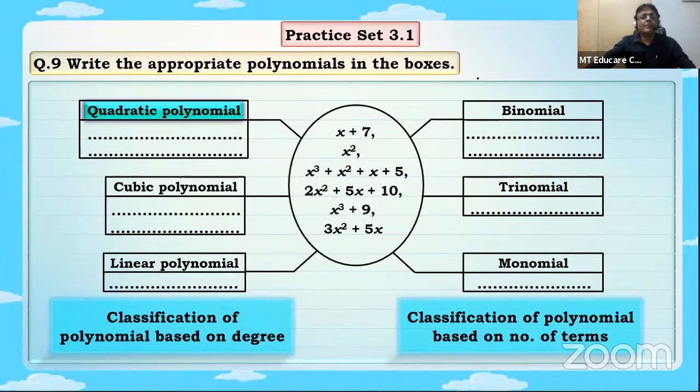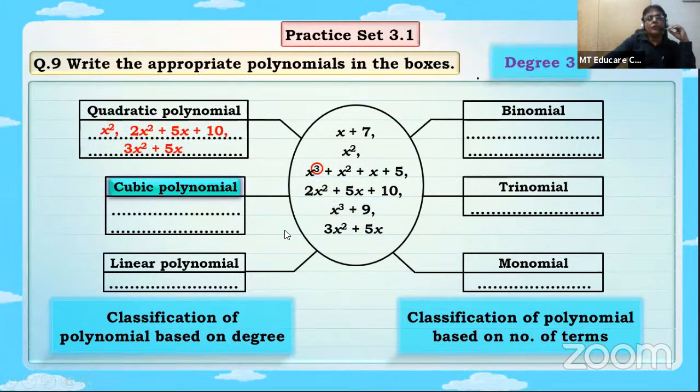Now let us pick up the first one. The first one is x plus 7. First we go with quadratic. Degree 2 and the last one has degree 2, so these 3 will be quadratic. Now cubic, power 3. These 2 will be cubic. Then linear, power 1. So the first one is linear.